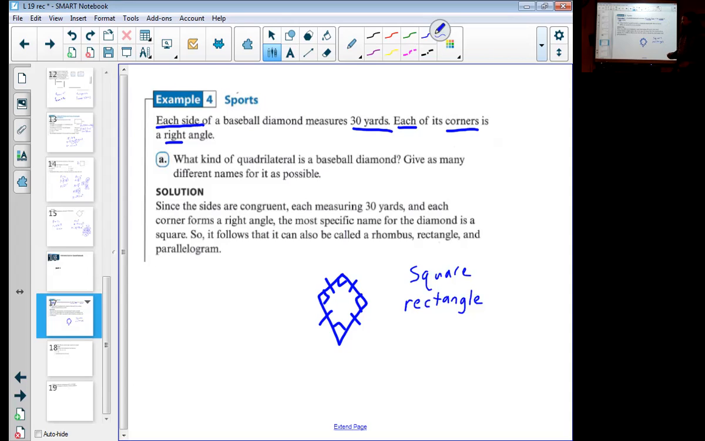If it is a regular quadrilateral, that means it is an equilateral quadrilateral, which means it is a rhombus. Because we know that both sets of sides are parallel to each other, we know that it is a parallelogram.